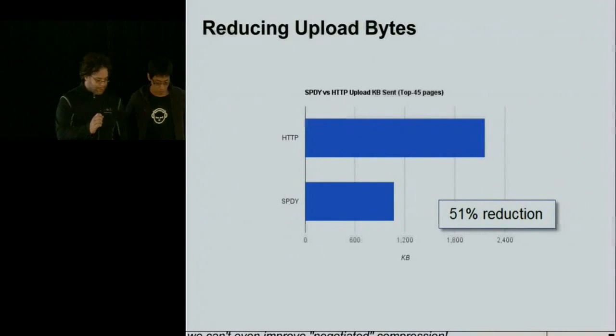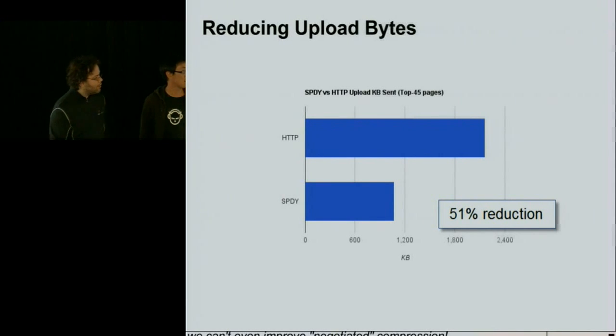So the data that we see here are from lab tests that we did some time ago, but unless we say lab results, we believe these are generally still true. So we saw a significant reduction in upload bytes from SPDY, and this is basically due to the compression of headers that we were just mentioning before.